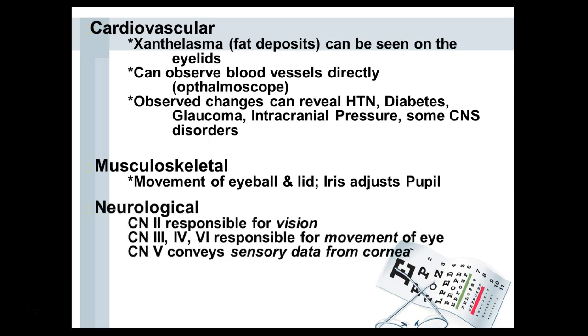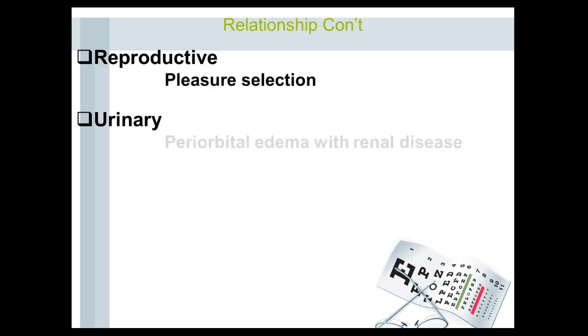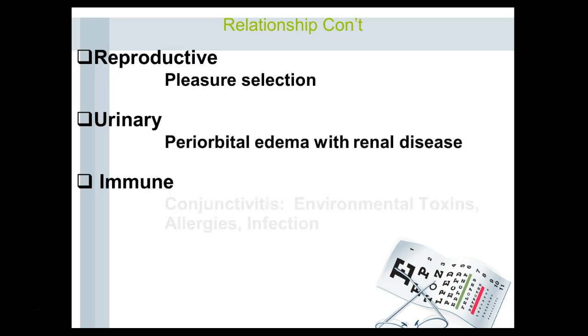Neurological. Of course, the cranial nerves. You have two that is responsible for vision. You have cranial nerves 3, 4, and 6 that are responsible for the movement of the eye. And cranial nerve 5 conveys sensory data from the cornea. Cranial nerve 7 helps close our eyelids. Of course, the reproductive system, pleasure selection. Urinary, periorbital edema can indicate renal disease.